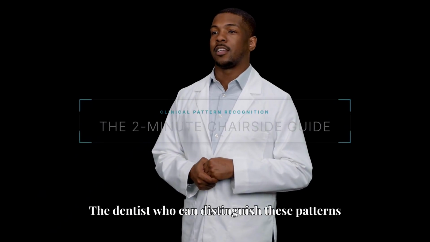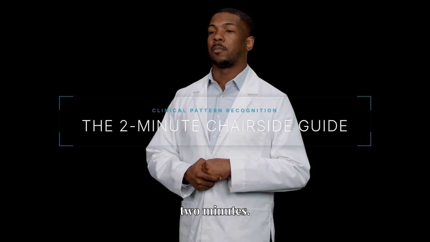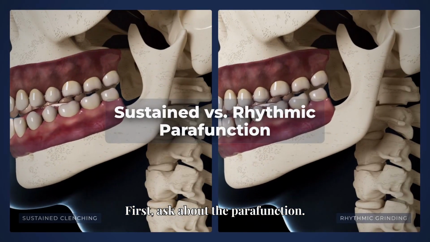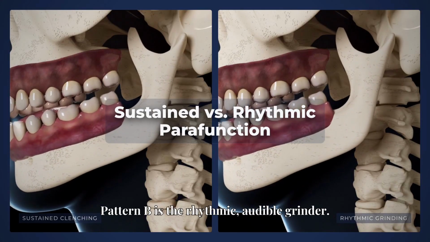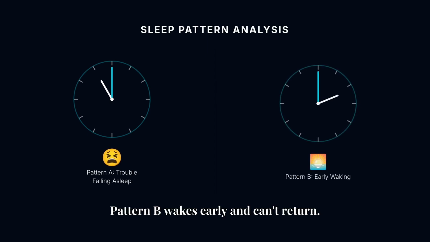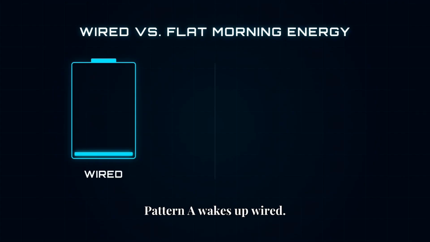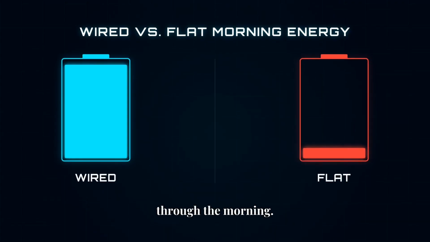The dentist who can distinguish these patterns has a real clinical advantage. Here is how to do it in 2 minutes. First, ask about the parafunction. Pattern A is the sustained clencher. Pattern B is the rhythmic, audible grinder. Second, ask about sleep. Pattern A has trouble falling asleep. Pattern B wakes early and can't return. Third, morning energy. Pattern A wakes up wired. Pattern B wakes up flat and drags through the morning.